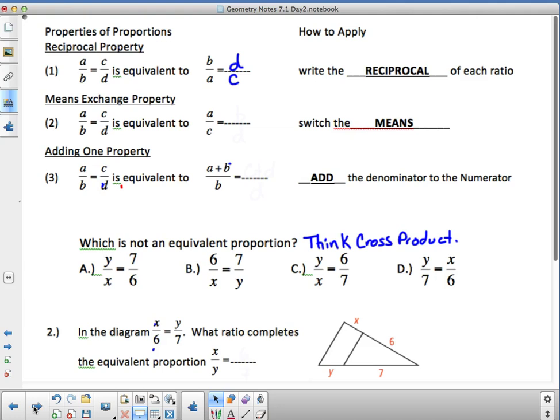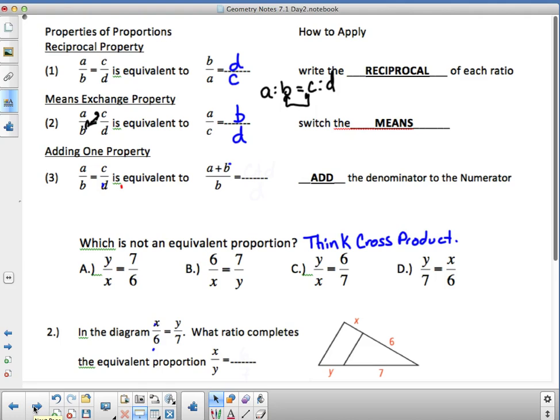Means exchange. Now, this is aptly named because originally the property is this, and I am just flip-flopping the inside values. The B and C are going to flip, because I had A over C, and now it should be B over D as I fill out the property. Okay? Are you doing okay with this?